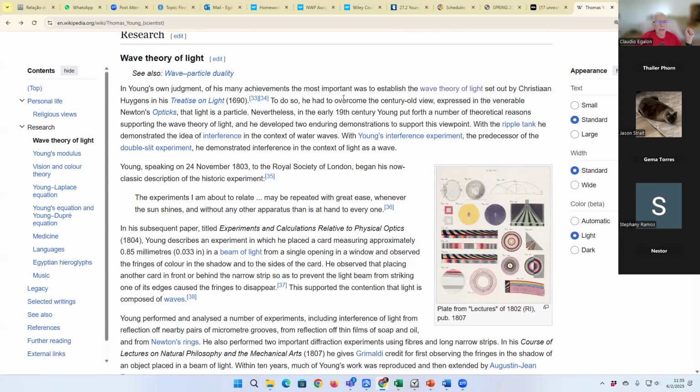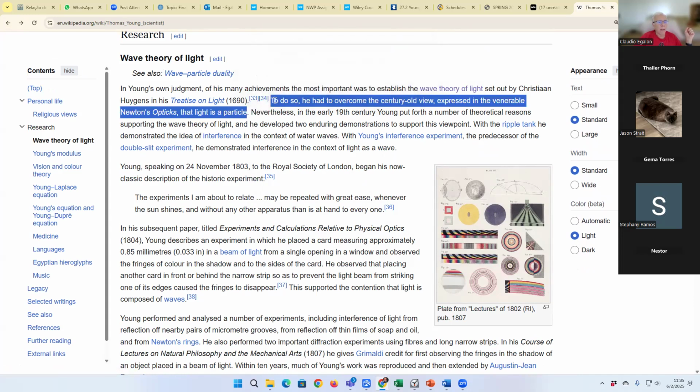To do so, he had to overcome the century-old view expressed in the venerable Newton's Opticks that light is a particle, okay? That's one of the most difficult things to do in science, to convince your peers that established knowledge is incorrect. Einstein had to do that. Thomas Young had to do that. And many others have had to do that.